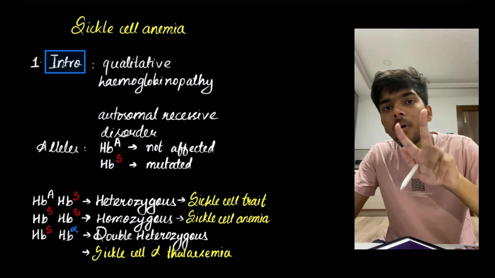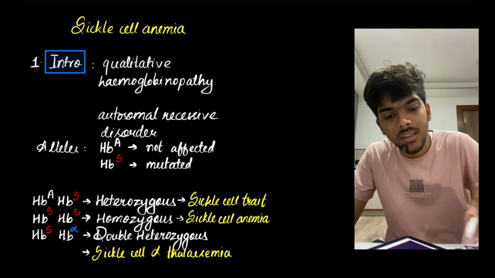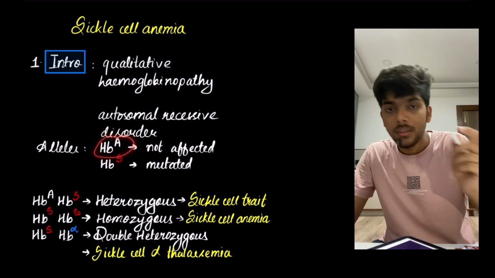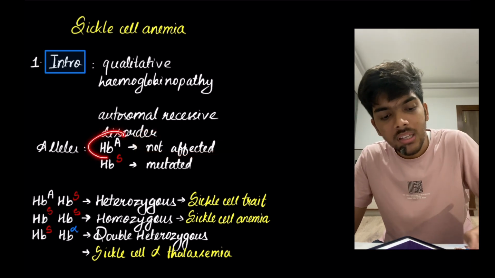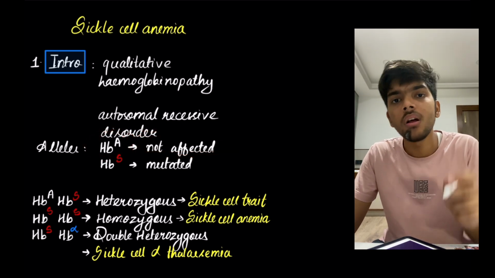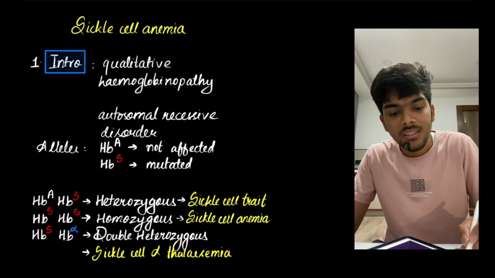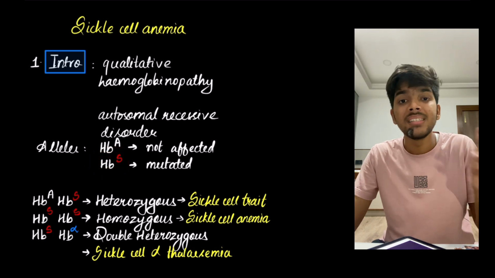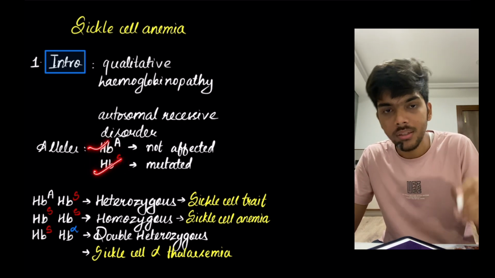So what are the two possible alleles? The two possible variants are HbA, where the hemoglobin is not affected. This is the allele that codes for normal hemoglobin. And HbS, this is your mutated allele. This allele codes for sickle cell hemoglobin. Okay, so we have the two alleles.